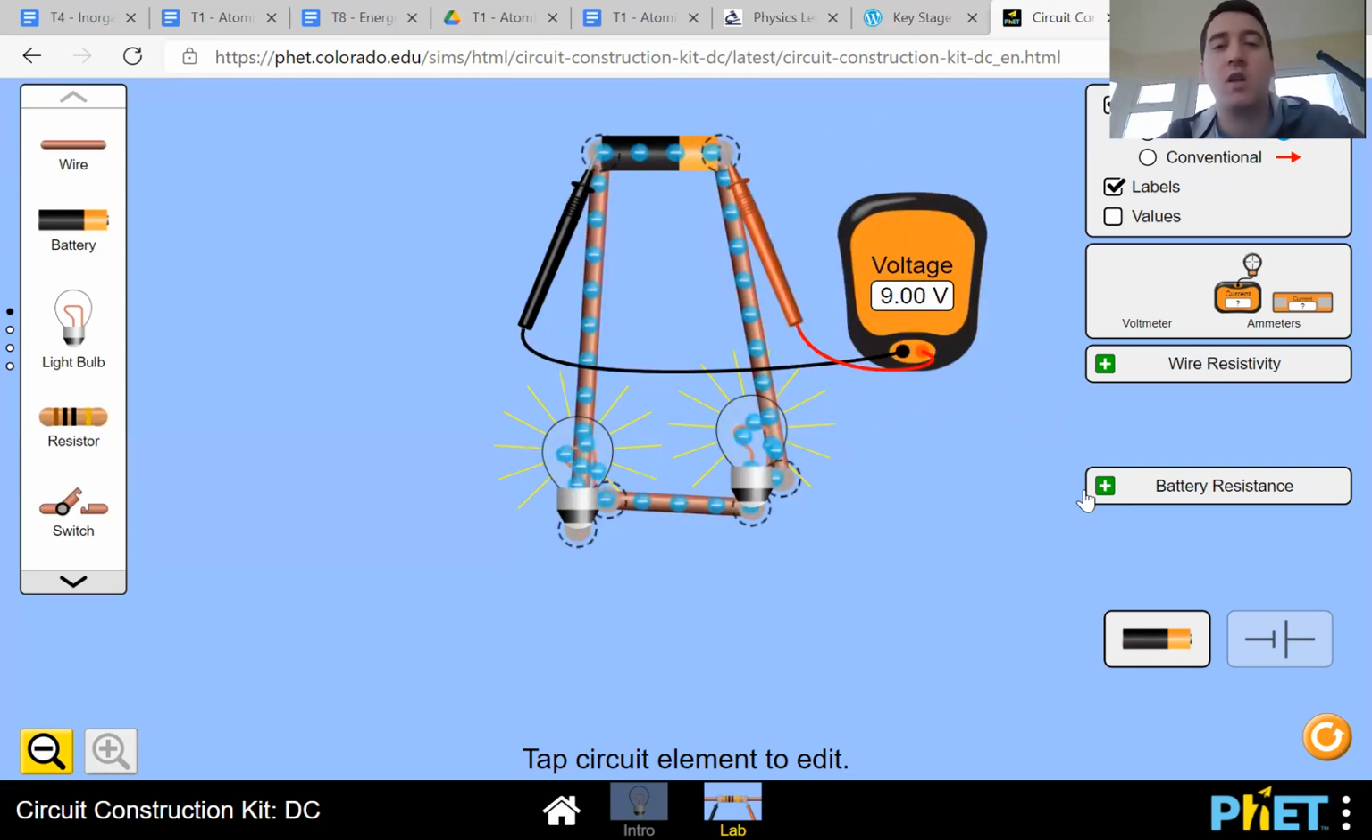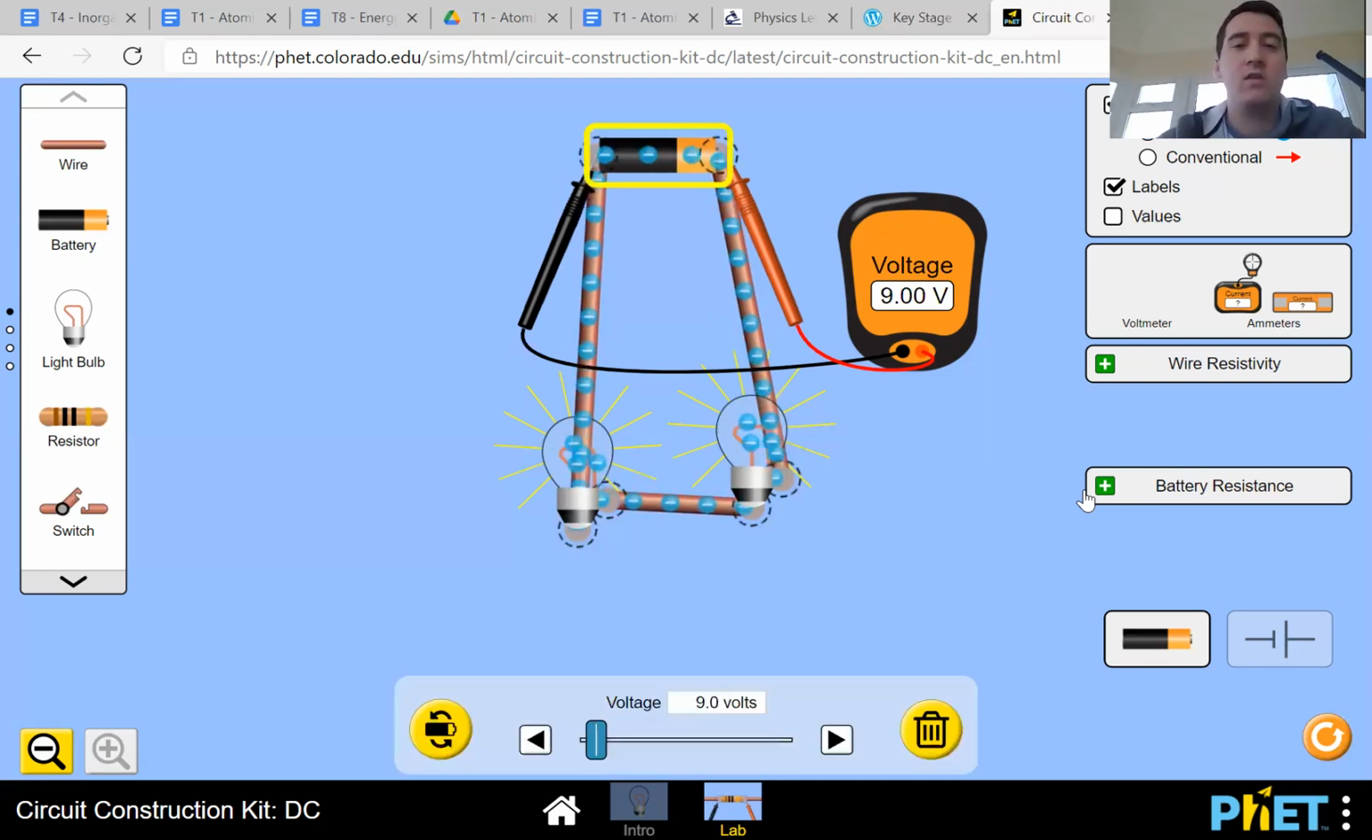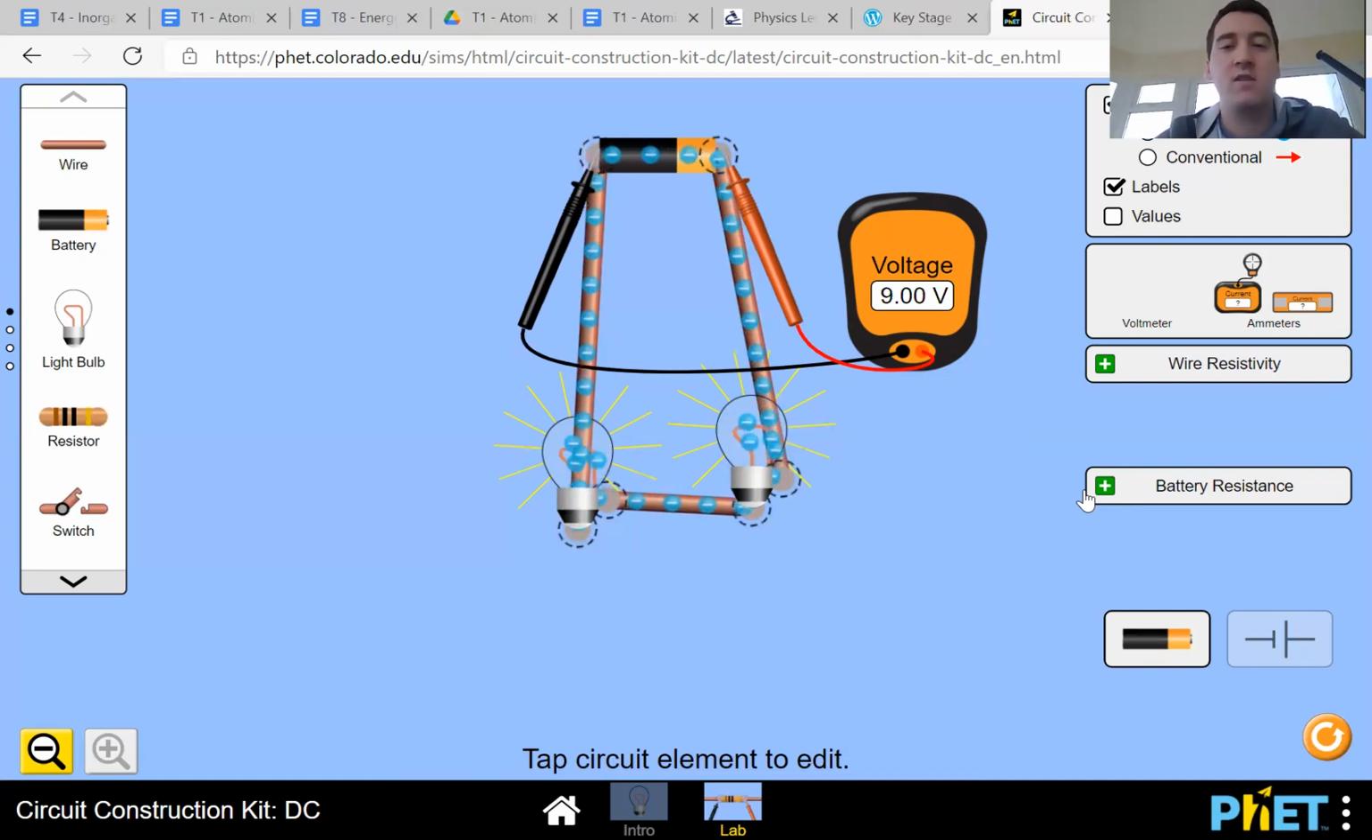The potential difference across the battery is 9 volts. That makes sense. This is a 9-volt battery. So 9 volts of potential difference is transferred to the coulombs of electrons across this device, the battery. 9 volts is the potential difference here. So you should record that. Okay.